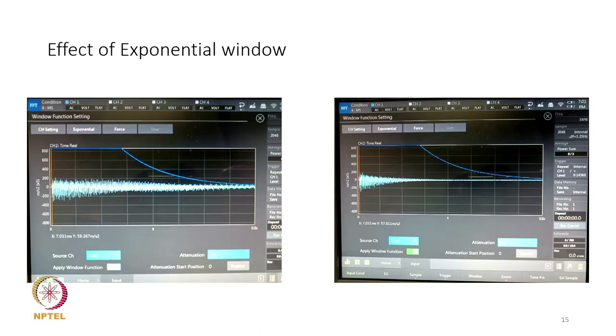So now we are going to see what is the effect of the exponential window on the signal. On the left hand side, we have shown the overlay of the exponential window with the raw time signal, and these two are the zoomed views. On the right hand side, we are showing the effect of the exponential window on the signal after the window has been applied. Now we see on the left hand side, when the window function is not applied, the signal has not decayed completely. So we can see here, the signal decay is not complete.